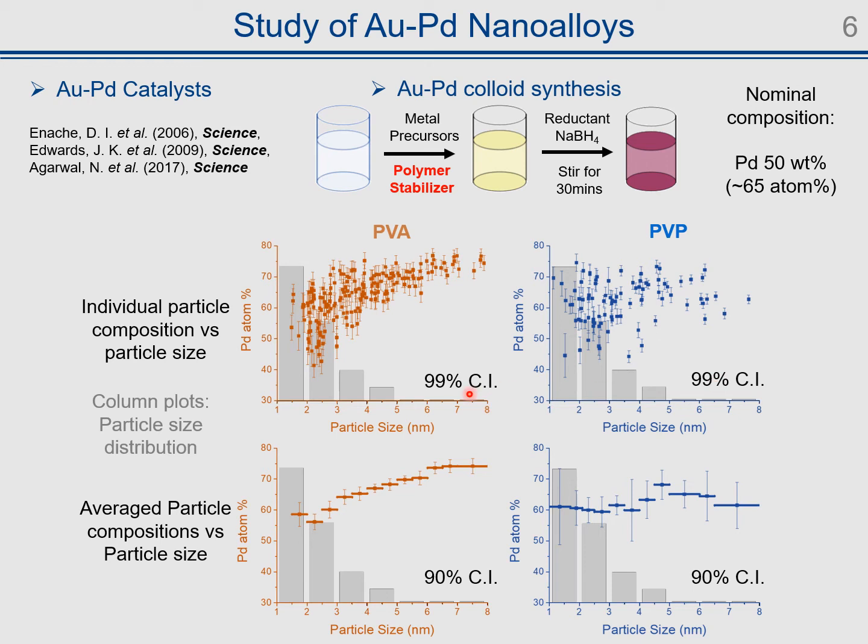From this data, we can observe that there are large composition variations for small particles in both cases. In addition, the PVA sample appears to also have a systematic composition variation with particle size, as larger particles become more and more palladium-rich, which is not observed for the PVP sample. Seeing this effect is the first step towards understanding and eventually controlling them.